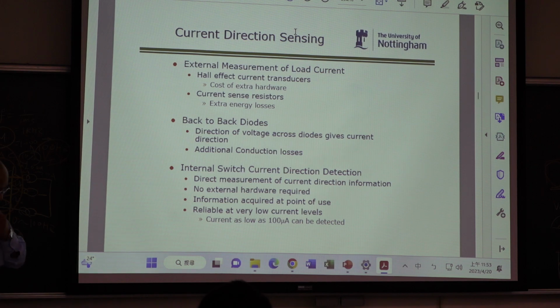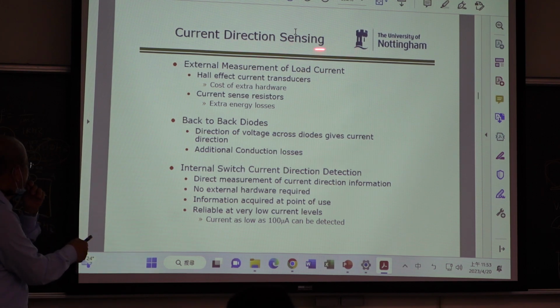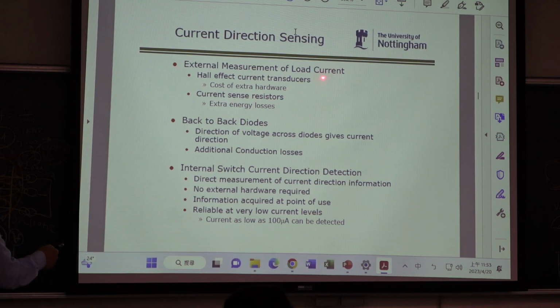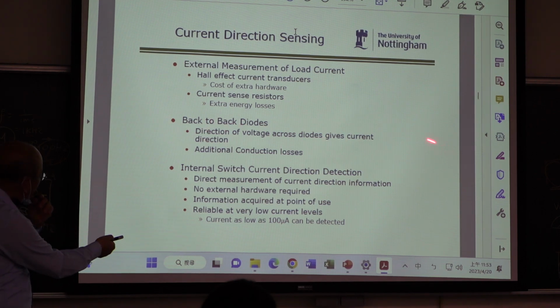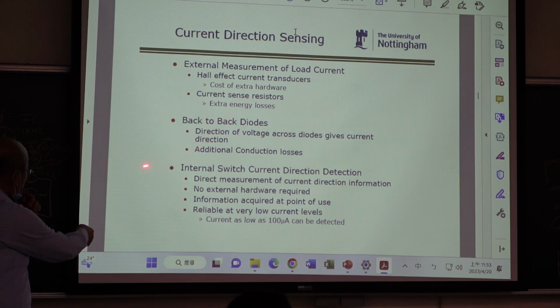So we can use the current sensor to detect the output current. What can we use? Output is load. We can use a Hall effect transducer to detect the output load current. We also can use a resistor to detect the direction of the load. We can use back-to-back diodes, so then we know which diode is turned on, then we know the current direction. If one diode is turned on, then we say this is called out. If another diode is turned on, then it is called back.